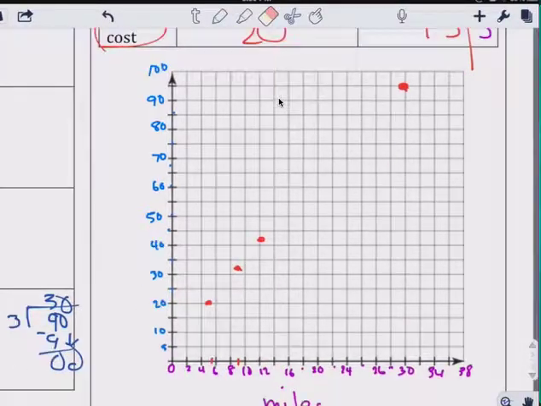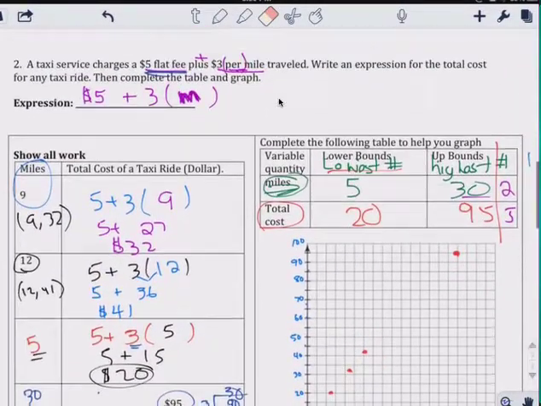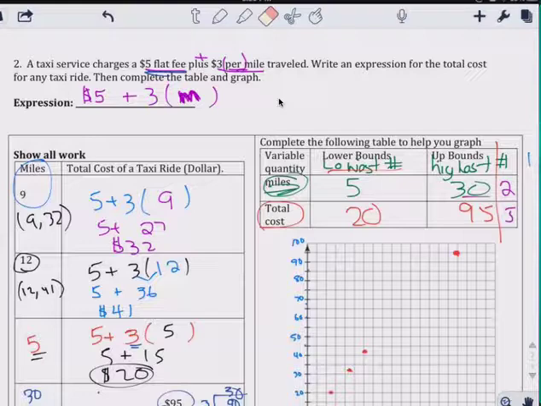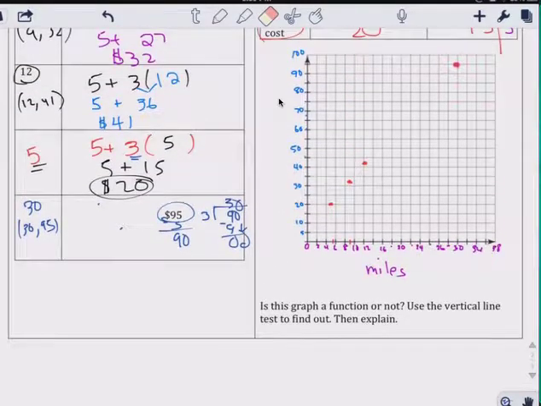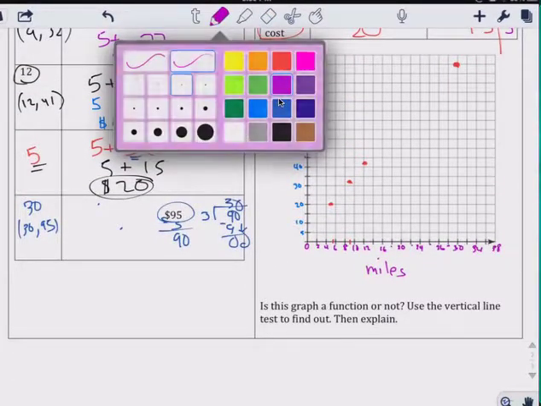That's your graph. It's linear. It's a discrete linear graph. Okay, so what that means is we can connect it.